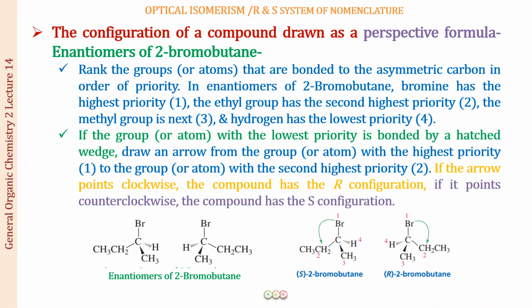Okay, so I hope this is clear: if the arrow points in the clockwise direction, we have the R configuration. If it is in the anti-clockwise direction, the compound is in the S configuration.